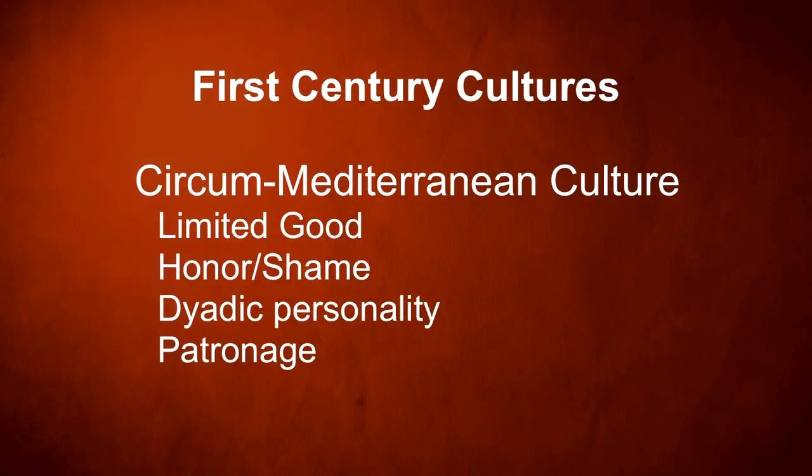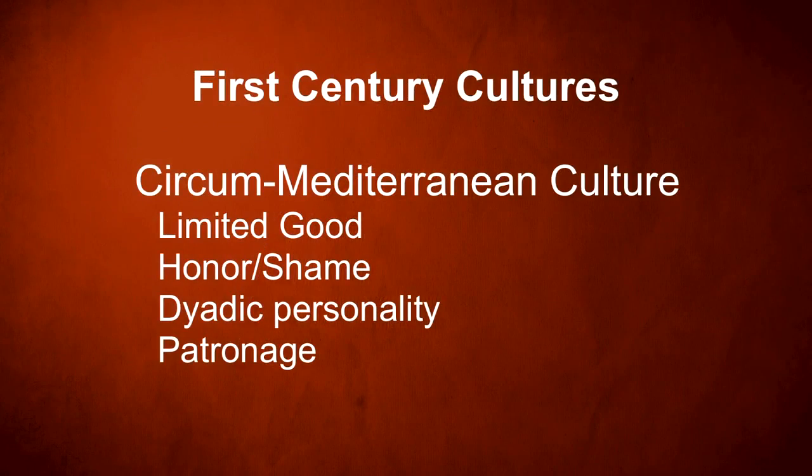When we look at the cultures of the first century, we talk about the Circum-Mediterranean culture. Now, there's a little bit of danger in doing so because there are so many cultures around the Mediterranean. Circum, by the way, means around. Mediterranean, of course, is the Mediterranean Sea. So we're talking about all of the cultures around the Mediterranean Sea. But there are many aspects of the cultures that are in common. So, of course, many differences, but also many things in common. I just want to mention a few.